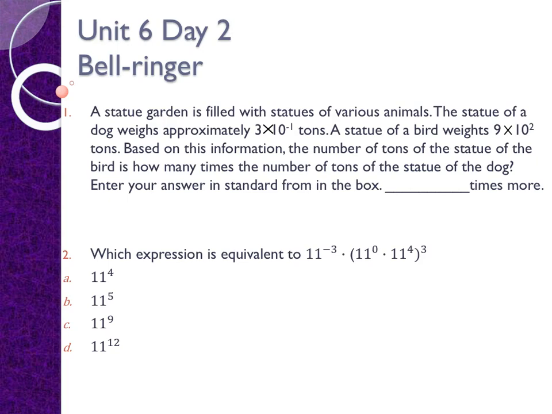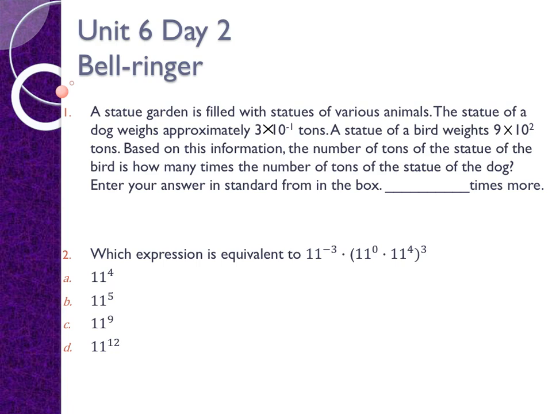Unit 6, Day 2, Bell Ringer. Number 1, a statue garden is filled with statues of various animals. The statue of a dog weighs approximately 3 times 10 to the negative 1 tons. A statue of a bird weighs 9 times 10 to the second tons.